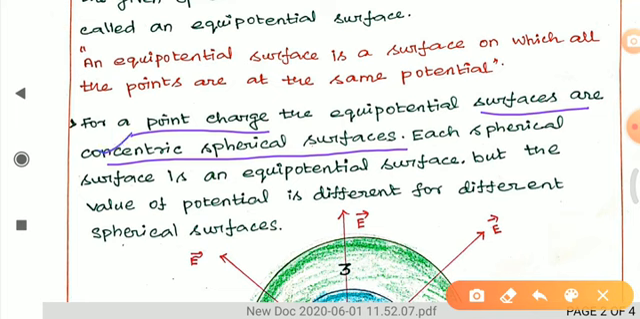So this will be expected in the 1 mark question. They will ask a question like this: for a point charge, the equipotential surface will be what? We have to write concentric spheres, or we can choose the option spherical surfaces.